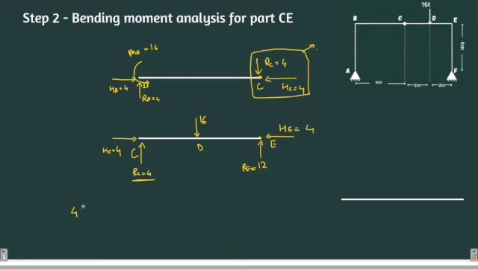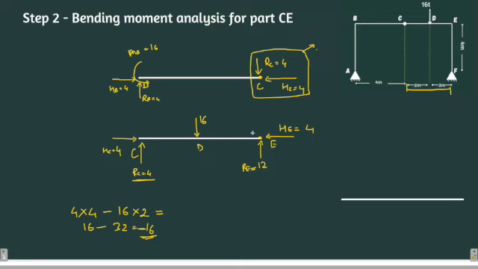So 4 is trying to rotate the beam in the clockwise direction. 4 into what is the distance between C and E? It is 4 units, so 4 into 4. This is clockwise. Now minus 16 is trying to rotate the beam in the anti-clockwise direction, into 2. 16 twos are 32. So it is 16 minus 32 units. So there is a net anti-clockwise moment of 16 units at point E.